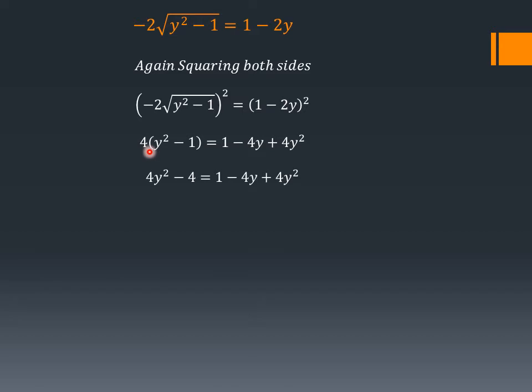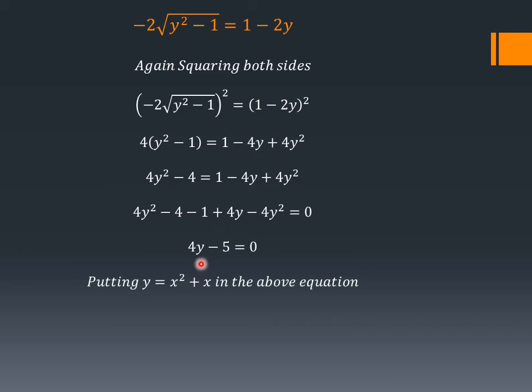Multiplying y square minus 1 with 4, we will get 4y square minus 4 equals to 1 minus 4y plus 4y square. Taking all the digits to one side of the equation, we will get 4y square minus 4 minus 1 plus 4y minus 4y equals to 0. So plus 4y and minus 4y will get cancelled with each other. The only thing remaining is 4y, and minus 4 minus 1 is minus 5.